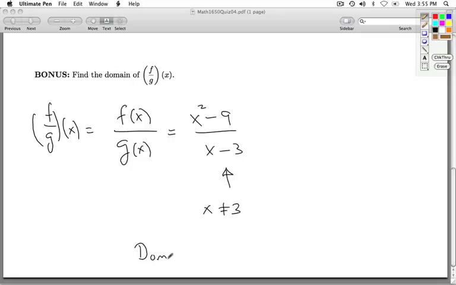So the domain, all real numbers except 3. Negative infinity to 3, union 3 to infinity.